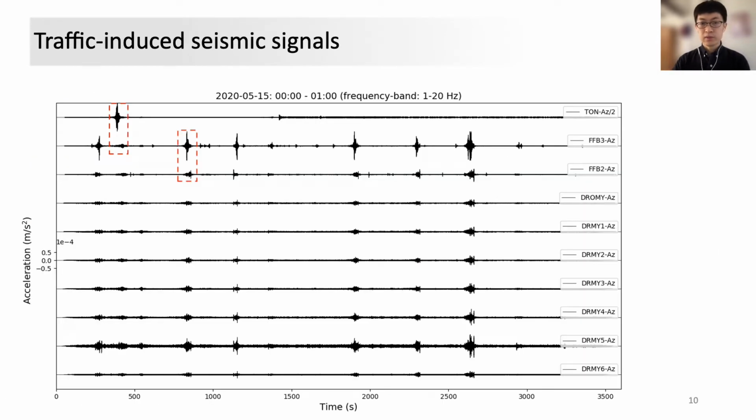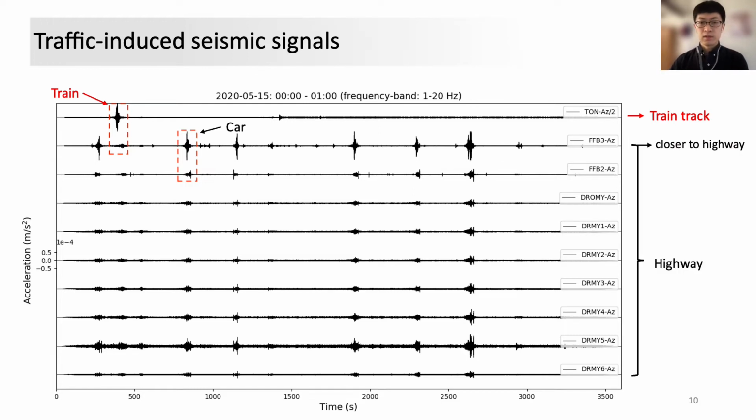This is a 1-hour continuous recording of seismometers during the midnight. We notice that similar events are recorded at all stations except at the top one, TON station. This is simply because the TON station is adjacent to the train track, while all other stations are closer to the highway. So the signal sources are distinct. And the train signals are not visually as evident as car signals for those stations near the highway. To select the frequency band for tracking moving traffic sources, we first pick 2 chunks of data within the right dashed square and check their time-frequency characteristics.